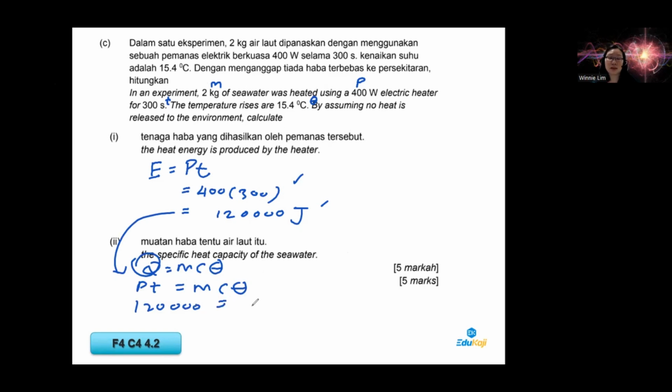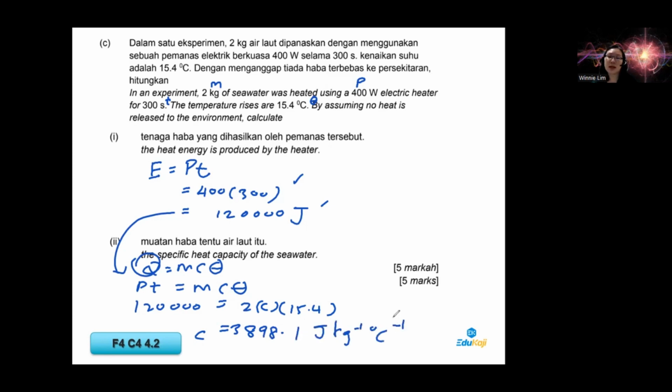Do they give you the mass? Yes. C is specific heat capacity, and theta is the change in temperature. Then you rearrange, and you will get your C as 3898.1 joule per kilogram per degree Celsius.